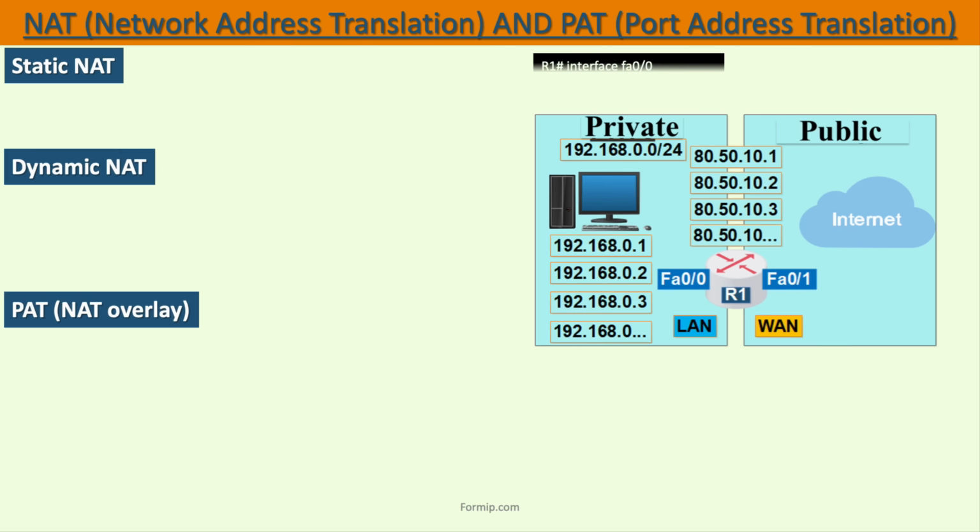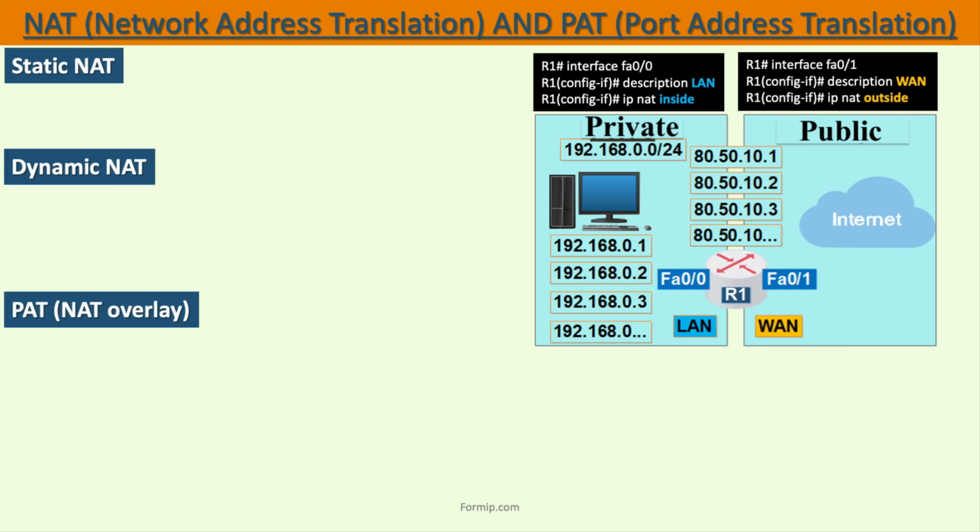In our example, we'll tag the 0 interface as being inside our network, i.e., private, with the command ip nat inside, and the 01 interface as the network outside, i.e., public, with the command ip nat outside.